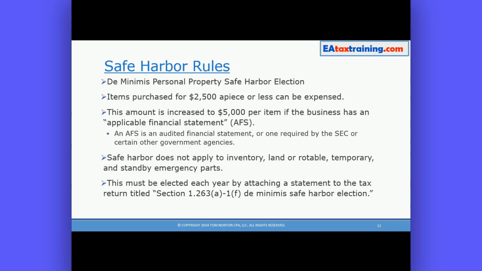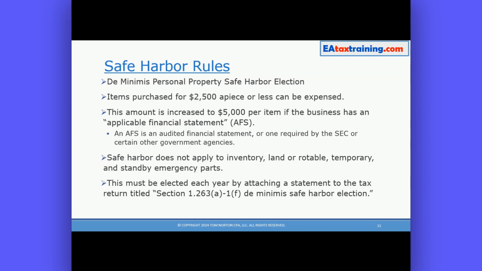This safe harbor, though, has to be elected each year by attaching a statement to the tax return. So every year when you're doing this. So if you got a business return, it's good practice just to attach this statement every single year, even if you don't think they purchased anything that year for $2,500 or less. Doesn't matter. Go ahead and attach the statement.